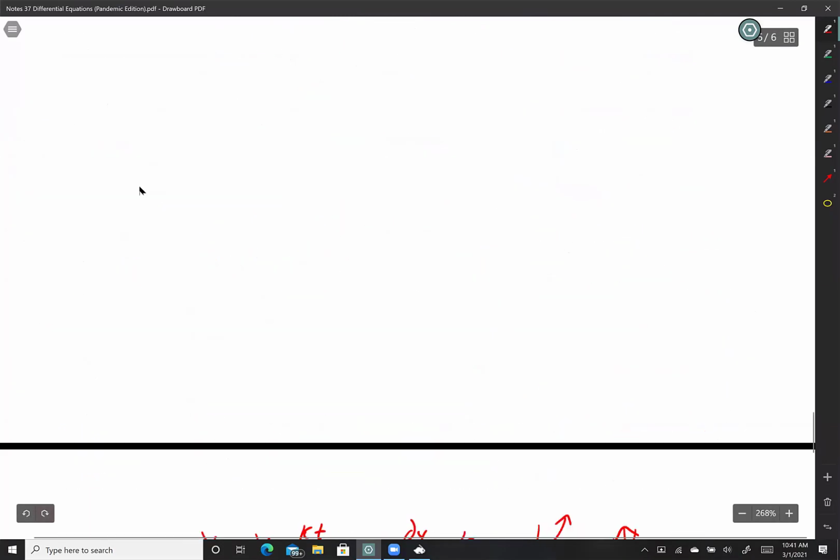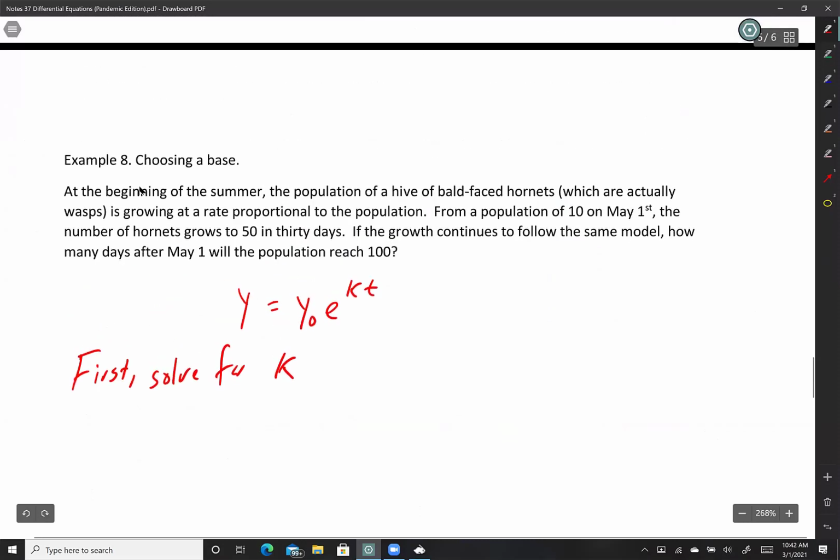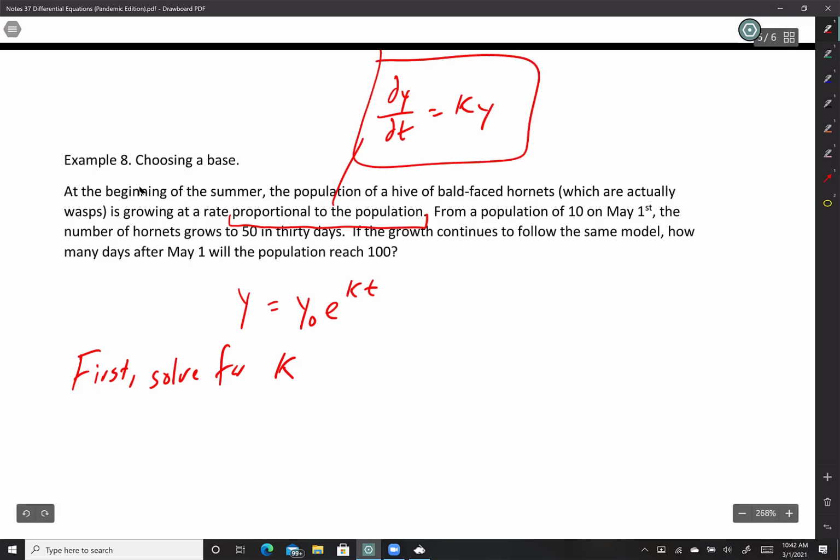Okay. Because we've been working with this formula, I'm going to do this first with this. So look at example 8. Let's go back. Don't worry, we're almost done, guys. It says, at the beginning of the summer, the population of a hive of bald-faced hornets, which are actually wasps. Did you guys know that hornets are wasps? No? Okay, well, now we know. Is growing at a rate proportional to the population. Okay, underline that. Proportional to the population means this: dy/dt equals ky. It's growing proportional to that. Because of this, I can use this formula.